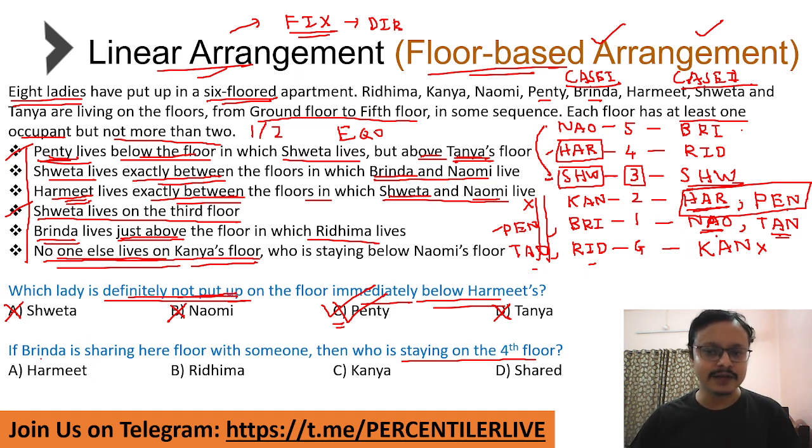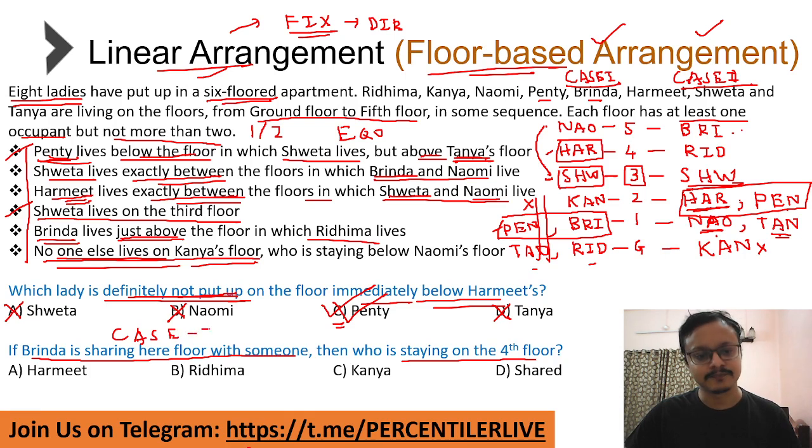What about the second one? The second question is saying if Brinda is sharing a floor with someone. So which case are we talking about? In case 2, if you see, Brinda is alone on the 5th floor. But in case 1, Brinda is sharing her floor, which means this question is basically referring to case 1.